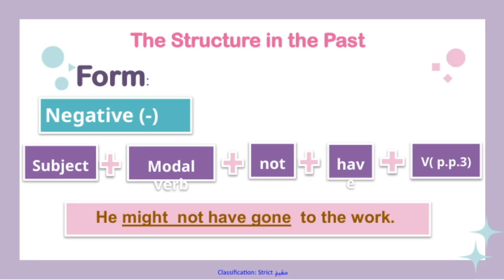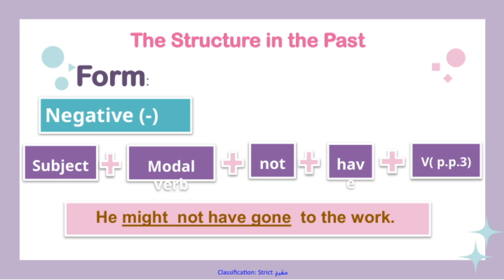Now let's look at how we express negation in the past using this structure. The key point here is that we use "have not" or the contraction "haven't" followed by the past participle. For example, "he might not have gone to work." This shows that it's possible he didn't go, but we're not certain. The structure here is "he might not have" plus the past participle, which is "gone" in this case.